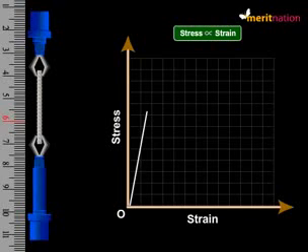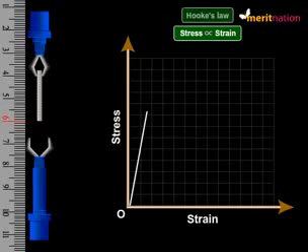If the stress, that is the load, is released, what will happen? See there, the steel wire gets back to its original length. Now within this stress limit, the steel wire follows Hooke's law. What it means is the deformation is elastic.